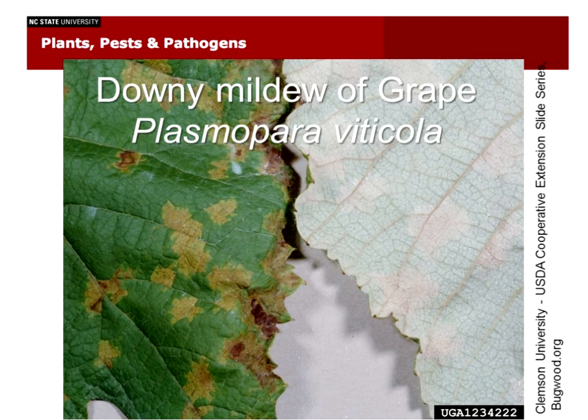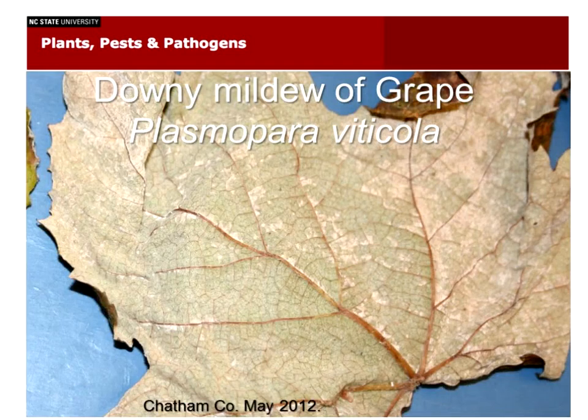You mentioned grape, and we talked about this on Plants, Pests, and Pathogens before: the oily sort of spots on the upper surface of the leaf, and then the sporulation on the underside. This is something that you're going to worry about on your vinifera grapes. Our native grapes, the Concords and the Muscadines, have high levels of natural resistance.